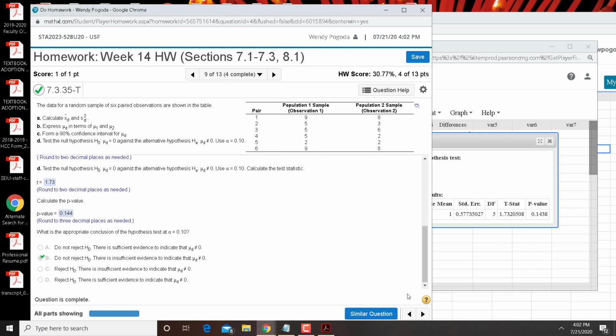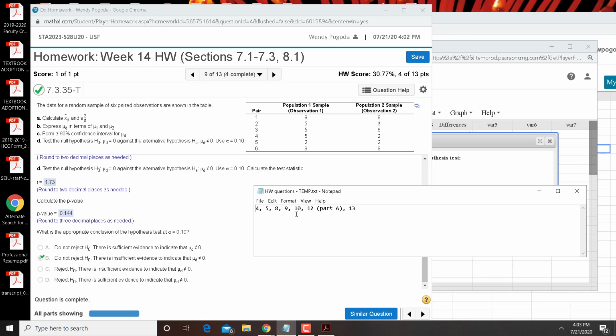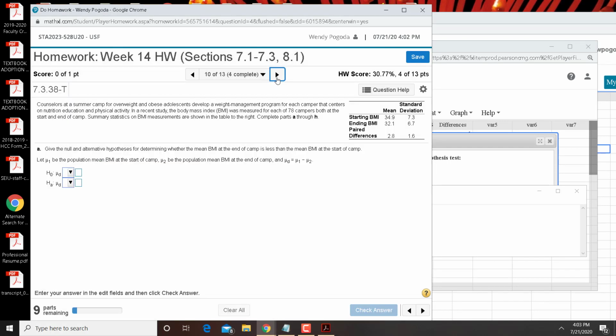All right, let's move on to the next question. Let's do number 10. All right, so for number 10, it's the same kind of idea, only there's a little bit of a story involved. It says that we looked at 78 campers and looked at their weight before and after this camp to lose weight, or their BMI technically, not their weight.